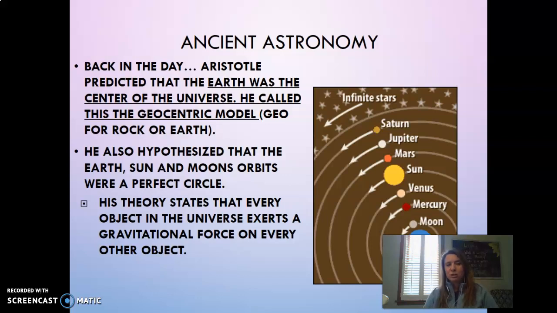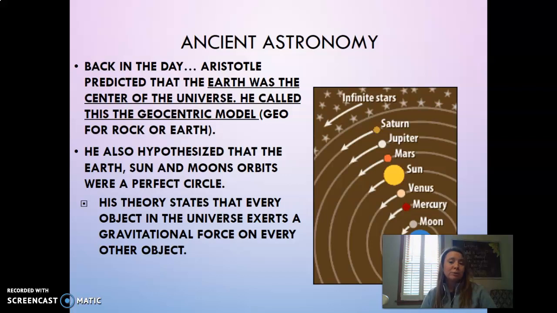So think like if you're studying geology, it's earth-based, it's rock-based. So he put the earth in the center. His hypothesis was that they all orbited around in a perfect circle. And we're going to debunk all of this because unfortunately Aristotle was not correct at all. But he made observations and it was accepted for a long time.